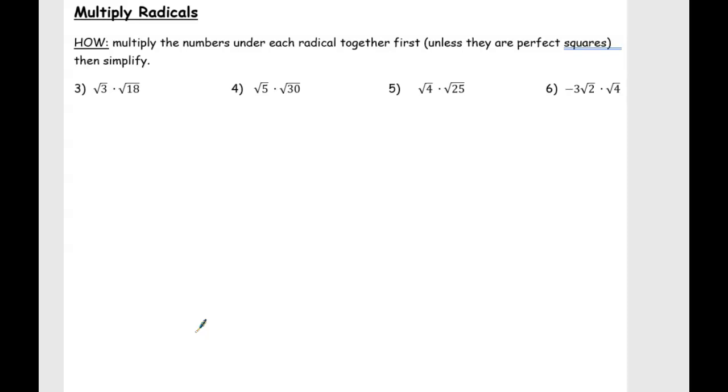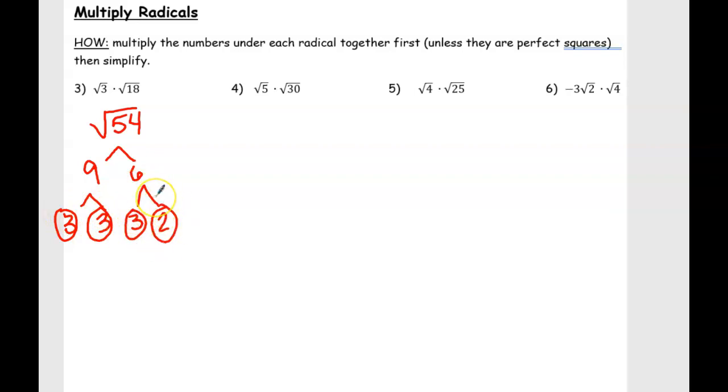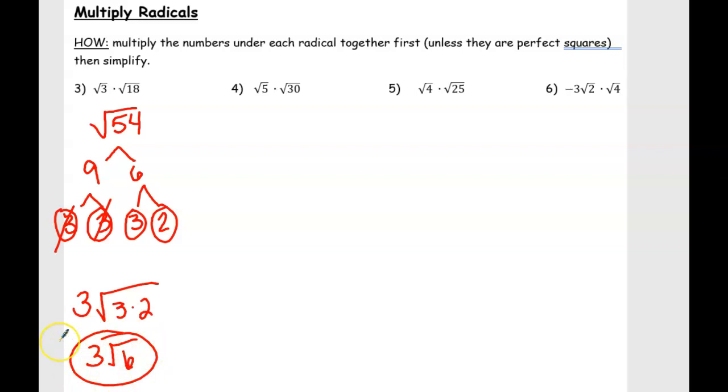So 3 and 18, they're both not perfect squares, so we're just going to multiply them together, and we get 54. From here, we want to put it in simplest radical form. So let's say 9 times 6. We're going to do it the same way we did last class. So 9 is 3 times 3, and 6 is 3 times 2. Okay, since our index is 2, we're looking for doubles. We have a double 3, so that gets pulled out. And then 3 times 2 is left inside, so our solution is 3 radical 6.